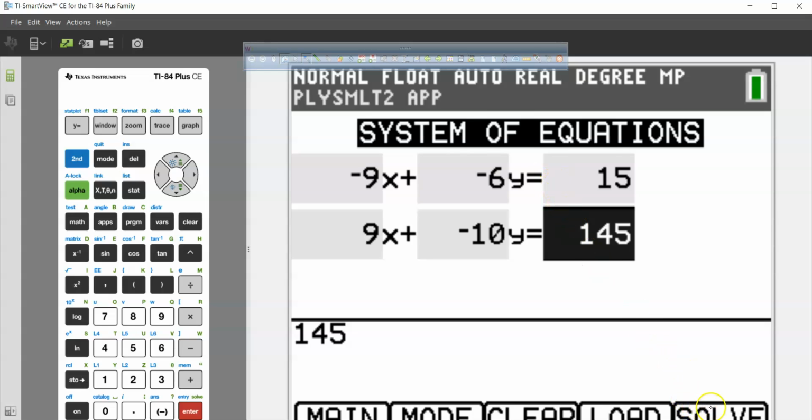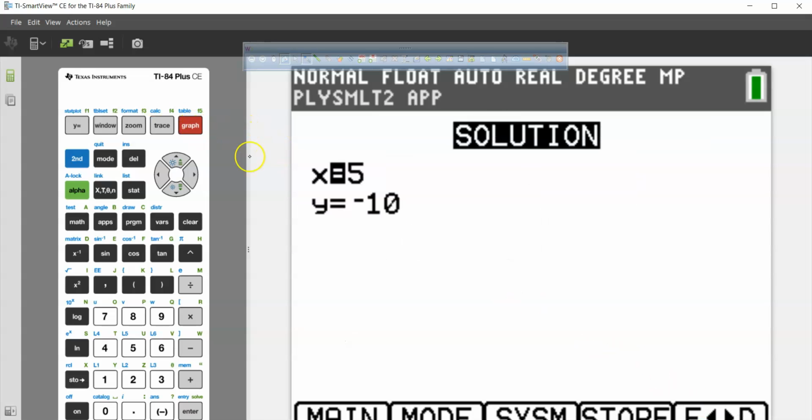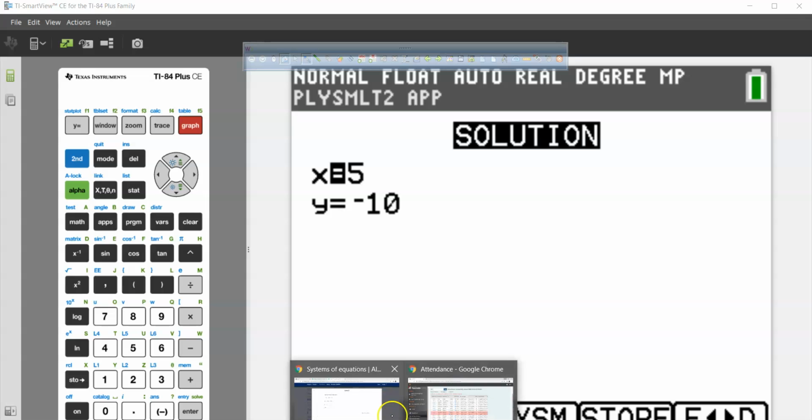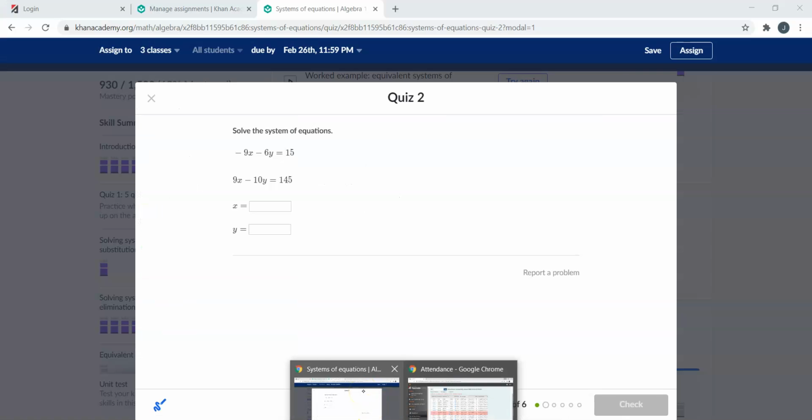Do you guys see where it says solve right here? Solve. I'm going to hit solve. What did it say our x value was equal to? What does it say our y value is equal to? -10. Interesting.